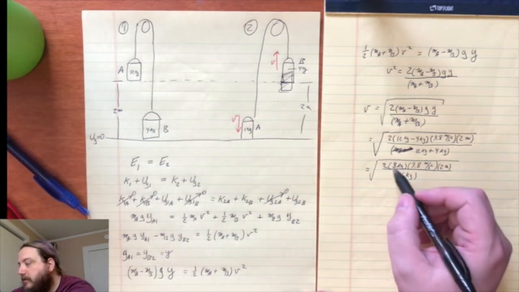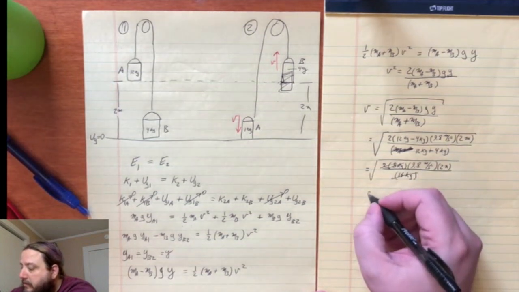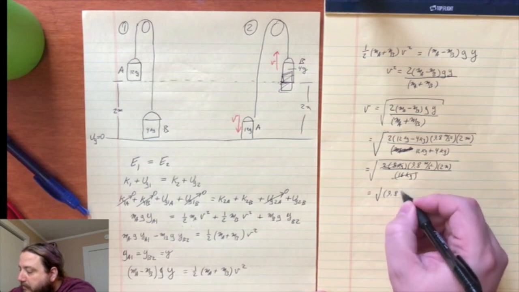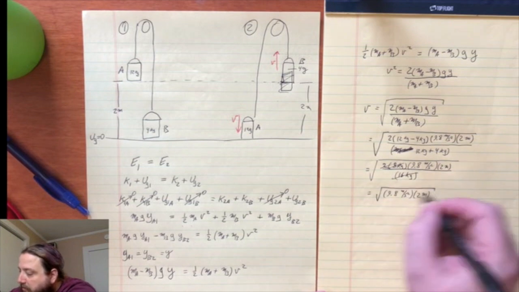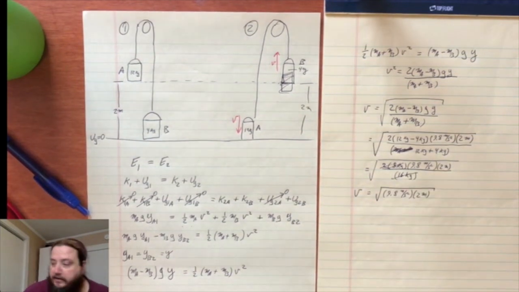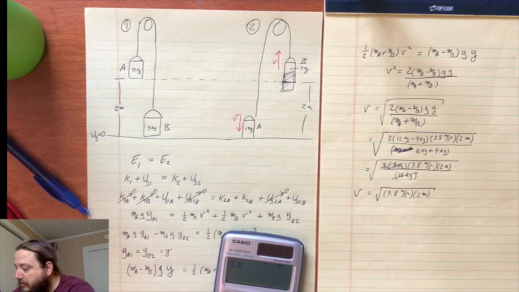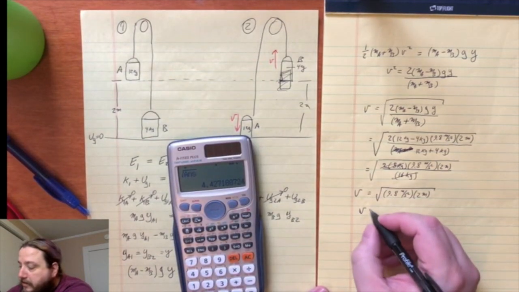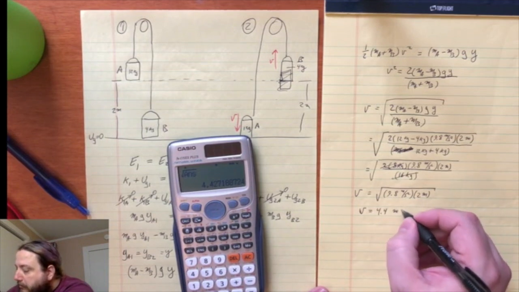And indeed, we can see that 2 times 8 is 16, and that's going to cancel with the 16 on the bottom. So we're just going to be left with the square root of 9.8 meters per second squared times 2 meters. And now we get a calculator and turn it on. It says 9.8 times 2. Take the square root of that. Our speed just before we hit the ground is 4.4 meters per second.